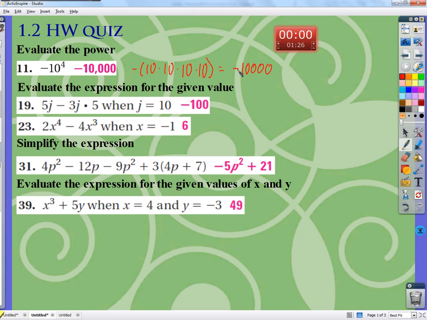So, other than multiplying 10 times 10 times 10 times 10 incorrectly, what's a mistake that you might make? You could think it was supposed to be positive, because you'd think maybe that you're supposed to take this number and take it to the fourth power.